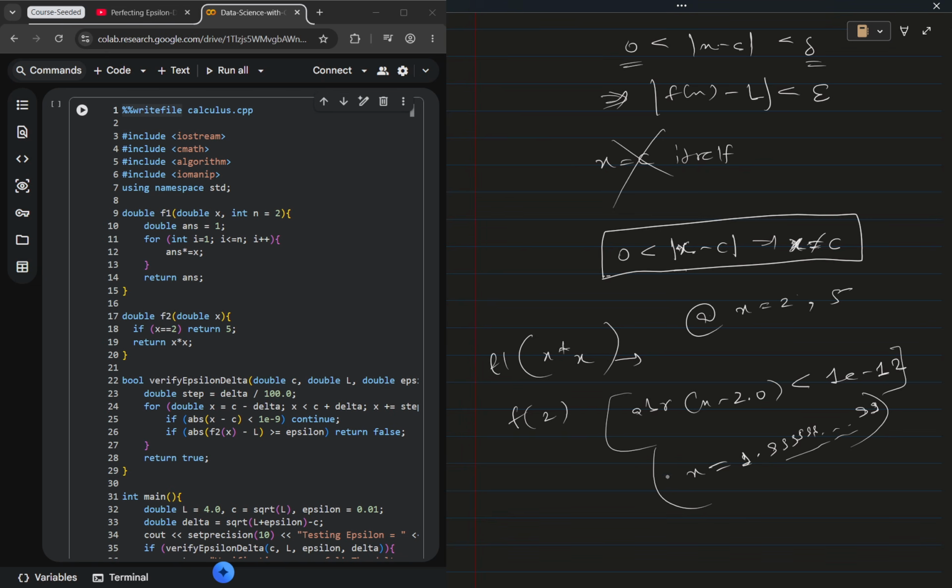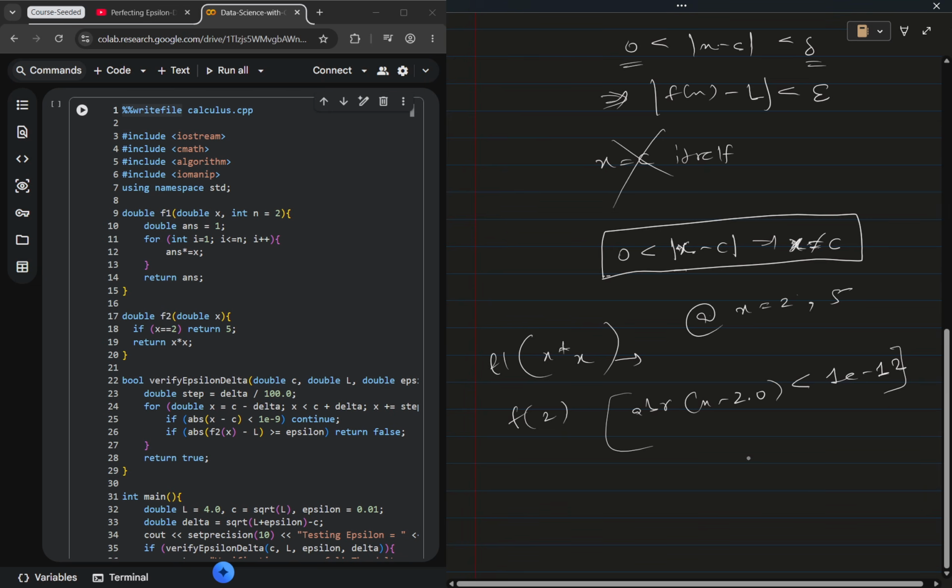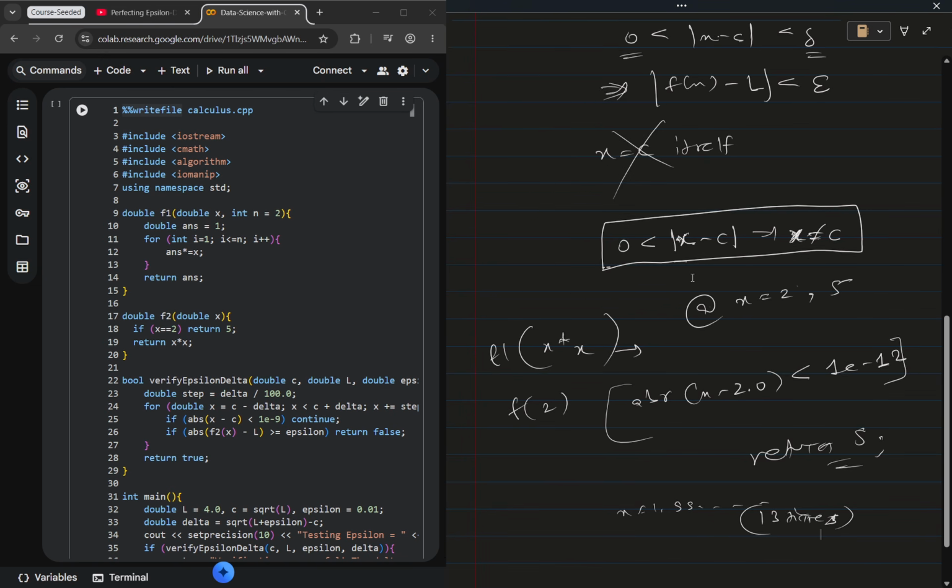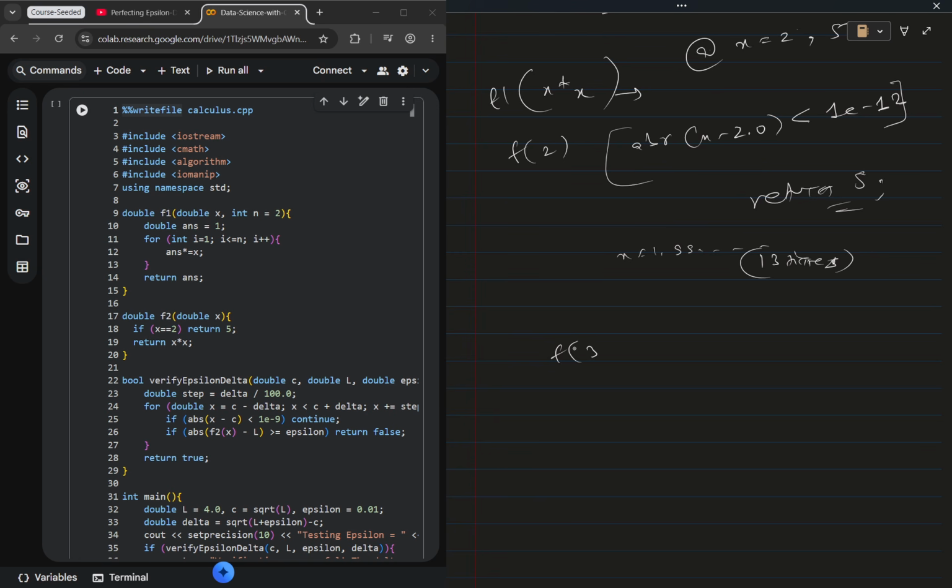And for this small change in x, you can return 5 in this f2. So for this x, which was your 1.999 and so on, you can return 5. This is not going infinite times, so you just have to remember that this is going 13 times. And let's say for this f3, sorry, this has to be less than 1e minus 12. So let's say you have this 10 times.